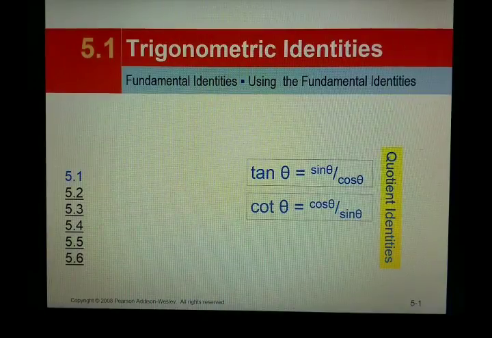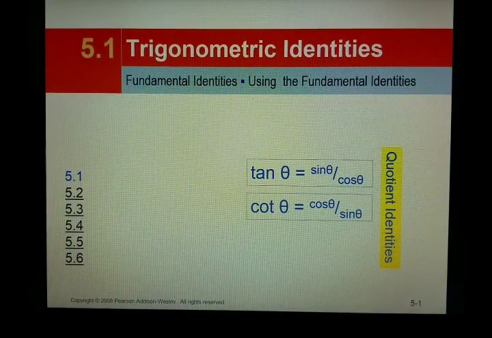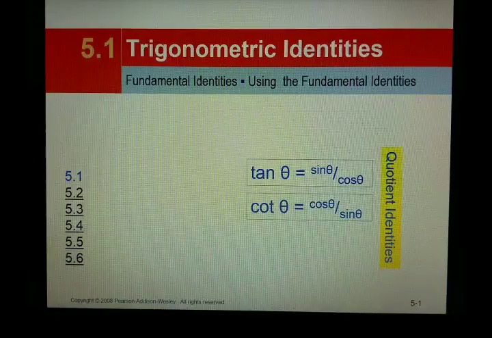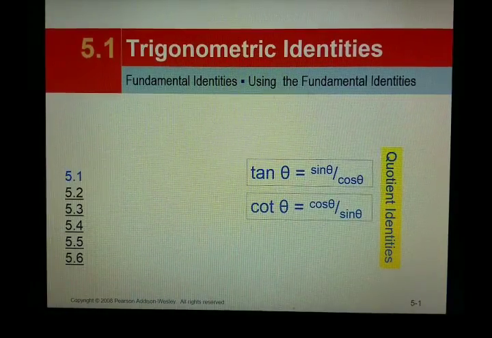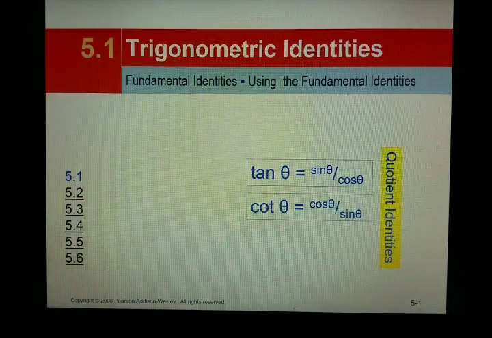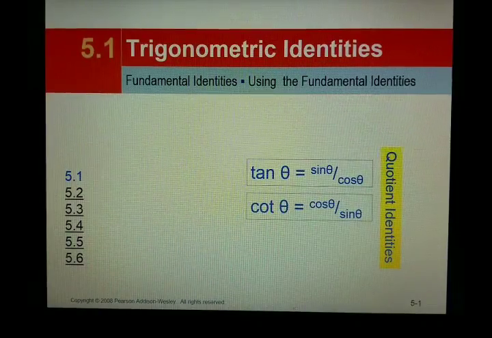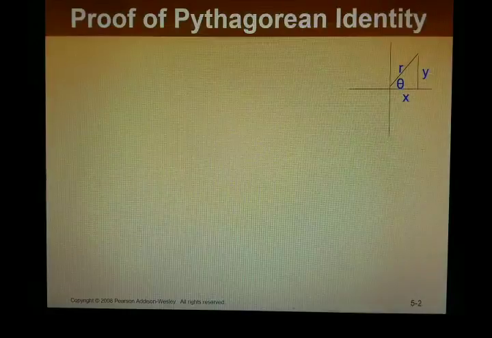The tangent of theta is sine over cosine. Cotangent is cosine over sine. This is in your Quizlet. We will be back to taking a Quizlet test every day when we walk into class, a little mini 10-question multiple choice Quizlet. And therefore we will have a Quizlet test at the end of this chapter.